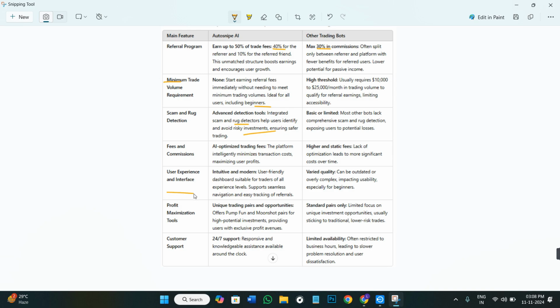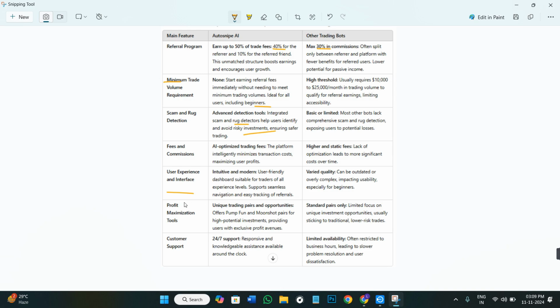If we talk about the user experience and interface, in Autosnipe AI, you will get a user-friendly dashboard that is suitable for traders of all experience levels, including beginners. It supports seamless navigation and easy tracking for the referrals. Whereas with other trading bots, sometimes you might find the interface very complex, which impacts the usability, especially for beginners.